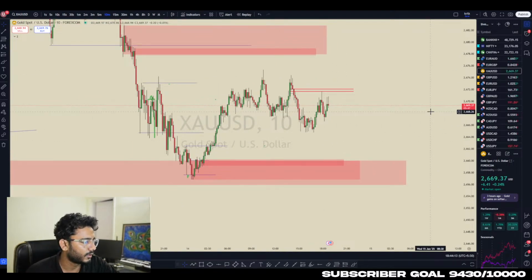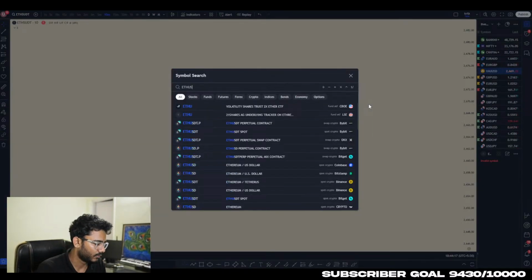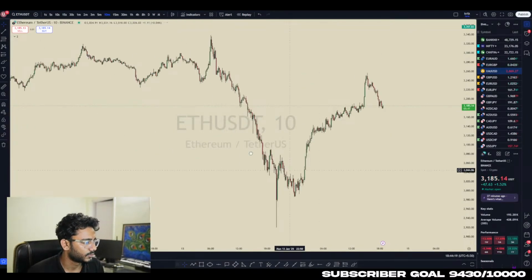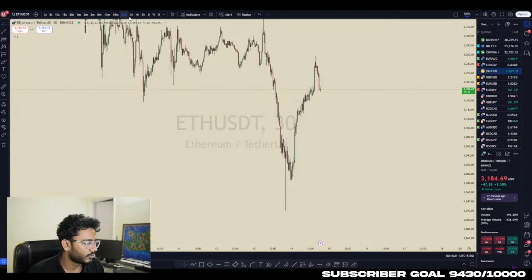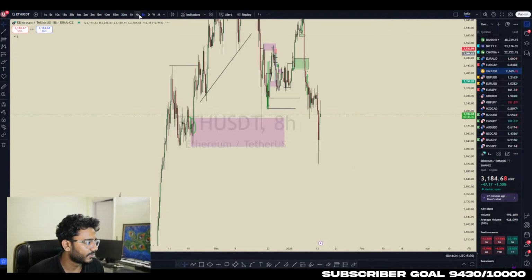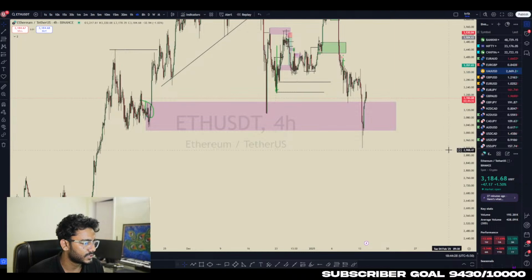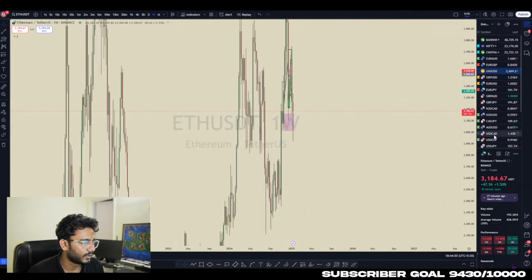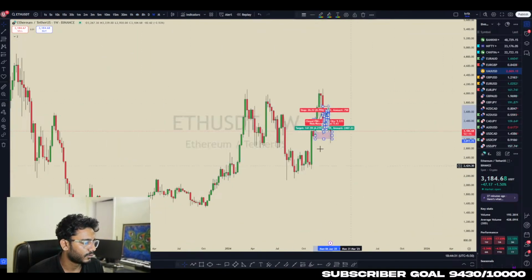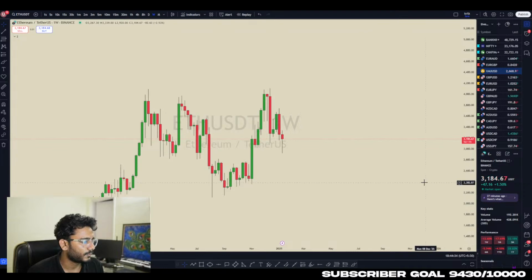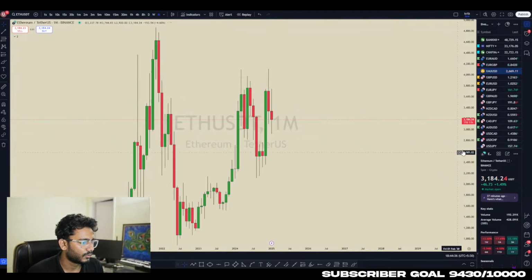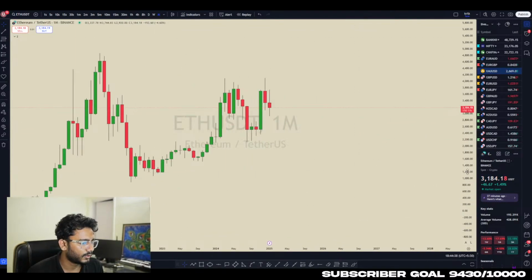Okay, I was looking at Ethereum. On Ethereum, it's a very clear buy. We can see on 4 hour we have swept these lows. Okay, let's look from higher time frame. Let's look at monthly time frame.